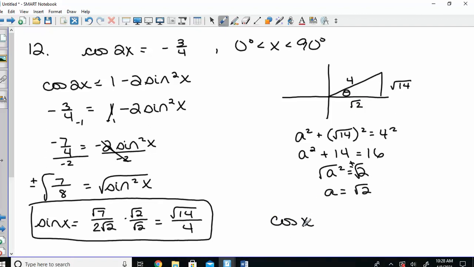So then cosine x, cosine is adjacent over hypotenuse, so radical 2 over 4. So you have to use an identity for the first one. Second one, you can either use the identity or do the triangle.